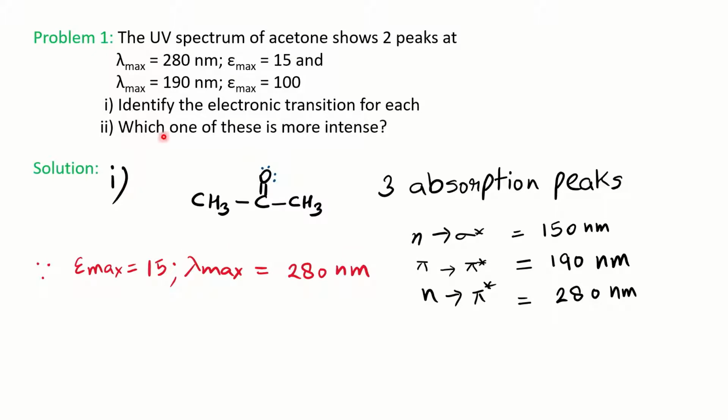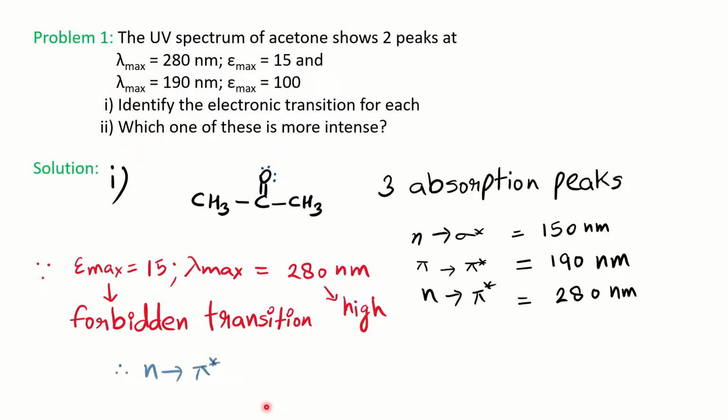Now we will focus on the data which is given here, where the epsilon max value is 15. If the molar absorptivity value is in the range of 10 to 100, usually the transition is forbidden and the intensity will be weak. Lambda max 280, so we are familiar that yes, it is a forbidden transition. High wavelength means it should be n to pi star transition. So guys, you have to learn acetone. Two typical examples are there for MSc students: acetone, and benzene for aromatic groups. So you have to learn the peaks for acetone and benzene.